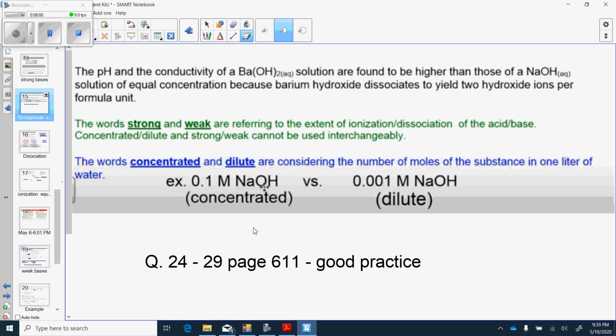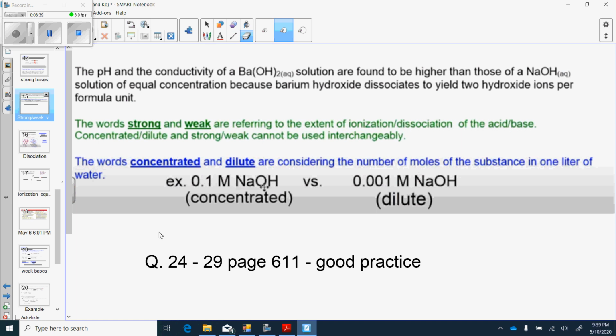So, for example, sodium hydroxide, it's a strong base, right? So it ionizes really, really well. So it's a very strong base. But if you look at the different concentrations, 0.1 molar, so you'd have 0.1 moles for every liter, versus 0.001 molar, you'd only have 0.001 moles per liter. So even though it's a strong base, it can be dilute in some situations, and it can be concentrated in others.